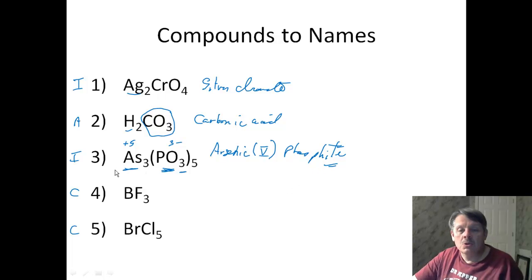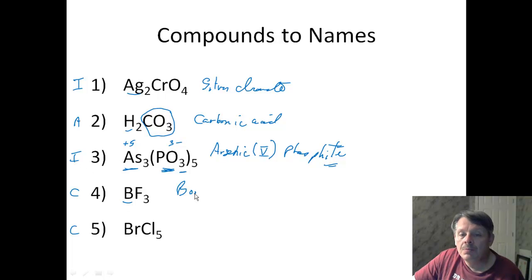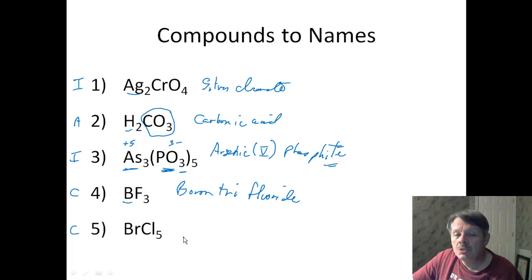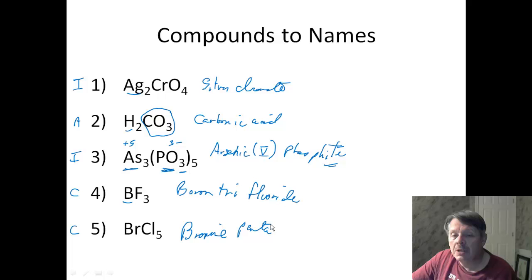Now these last two are covalent, which means they're really easy to name. I have boron, which is the first thing, boron. And the second one is tri, because they're 3 fluorides. And my last one is going to be bromine. Notice I only have one boron and I only have one bromine, so I don't put a prefix in front of that. And 5 is penta, like pentagon, pentachloride.